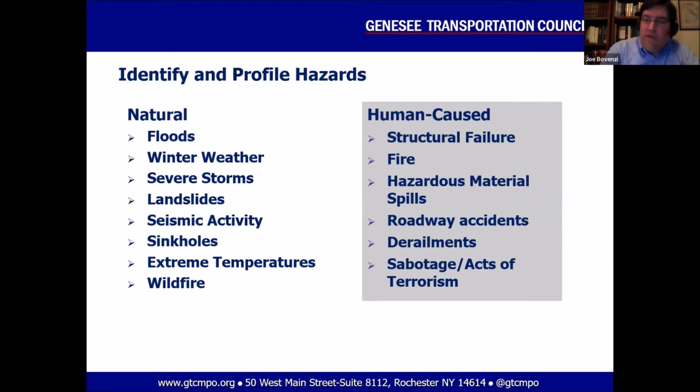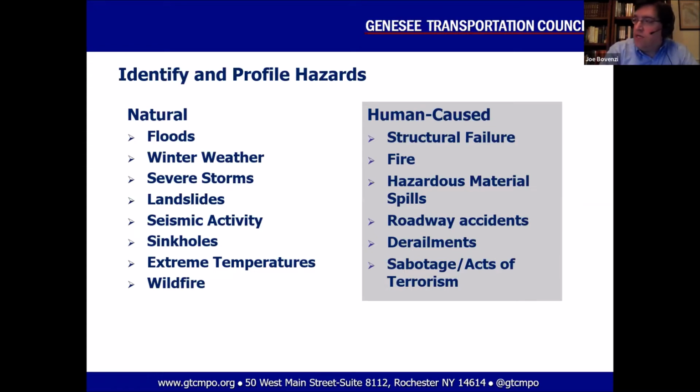The next step was to identify and profile hazards. Here we looked at the countywide hazard mitigation plans for all nine counties in our region, and this is the list that we came up with. If you're familiar with natural and man-made hazards in New York State, there shouldn't be any big surprises here. I would say floods, winter weather, and severe storms are the big three for natural hazards. Other things were a little less significant, like landslides. There are certain roads within our region that are susceptible to landslides, but for the most part, I wouldn't say it's a huge issue. Same thing with sinkholes and wildfire, where certain areas are more endangered than others.